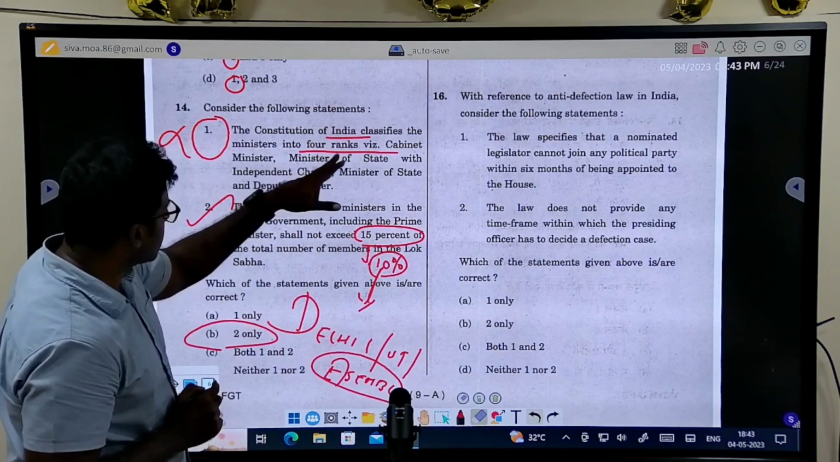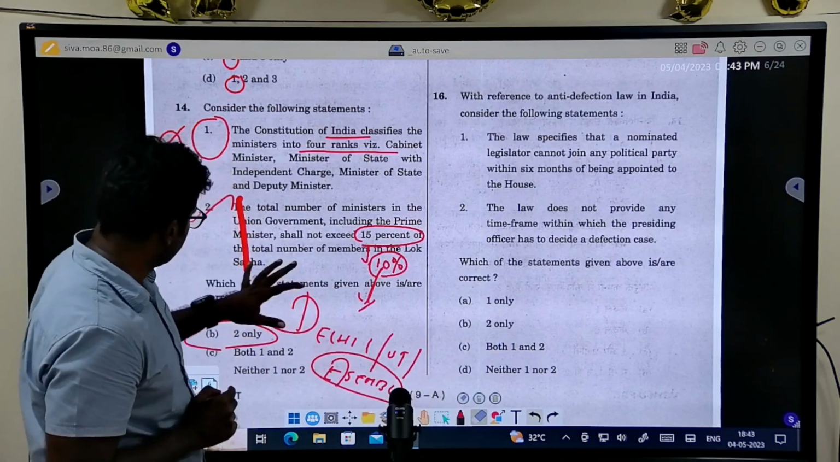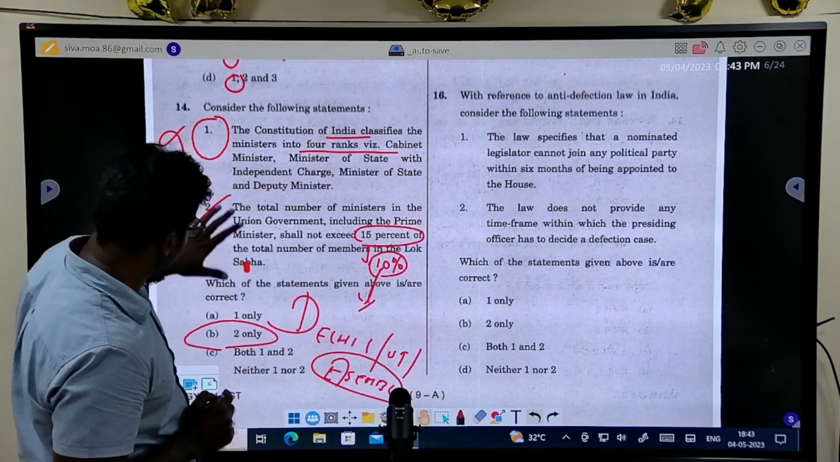But one is not defined. So one is definitely not defined. So it is very basic. Okay. So if you see, then we'll go to the next.